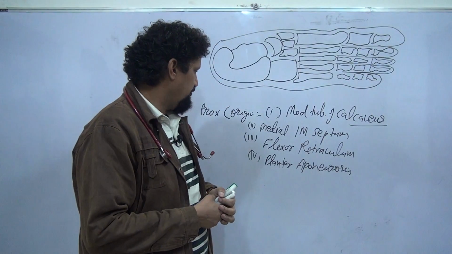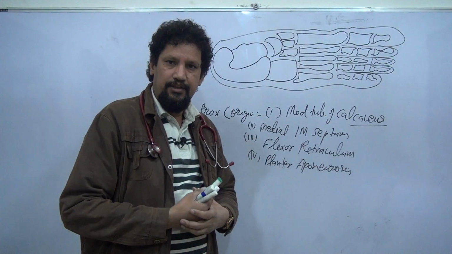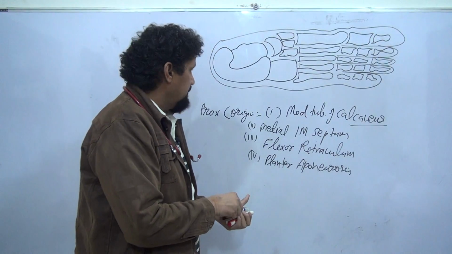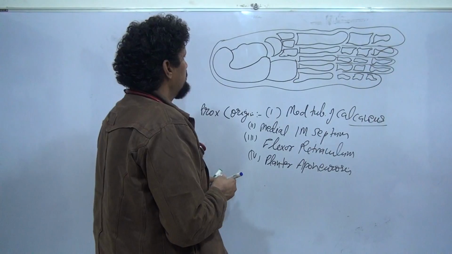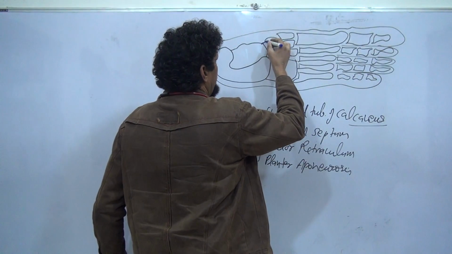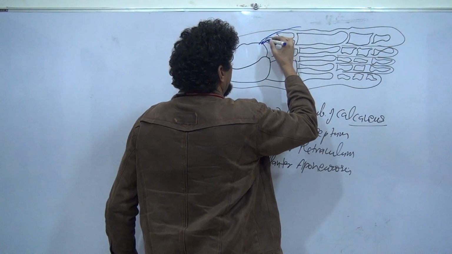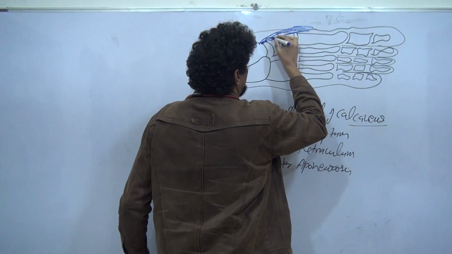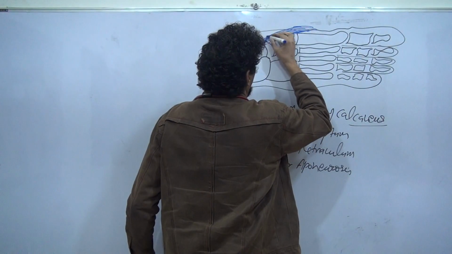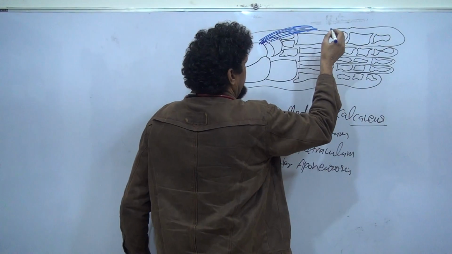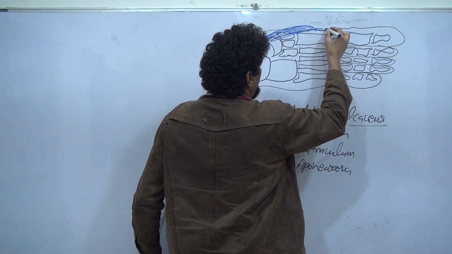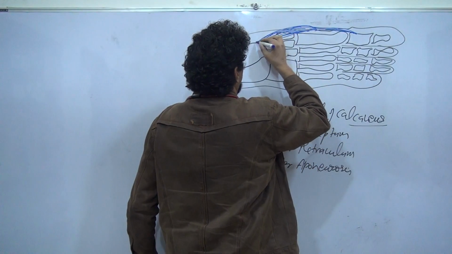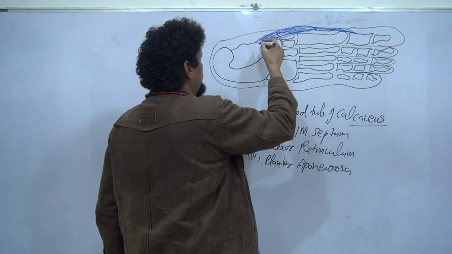The abductor hallucis, the medial most muscle of the foot, is taking origin from the medial tubercle of the calcaneus. So this is the medial tubercle. Muscle is attached from here, forming the fleshy part, and distally it is having the tendinous part. Some fibers are taking origin from the flexor retinaculum, which is here.